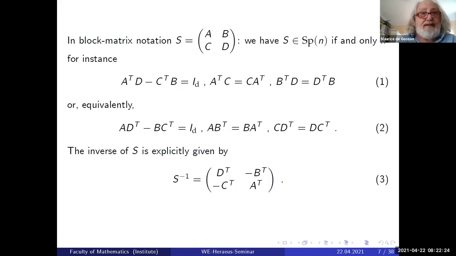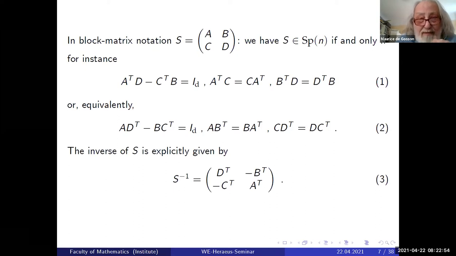Okay, in block matrix notation, if I write the symplectic matrix as A, B, C, D, where the blocks are of dimension n times n, we have S in Sp(n) if and only if relations 1 or, equivalently, 2 are satisfied. This is well known. These relations are sometimes called the Lüneburg relations in optics. And the inverse of the symplectic matrix S is then given by formula 3, which you see there.